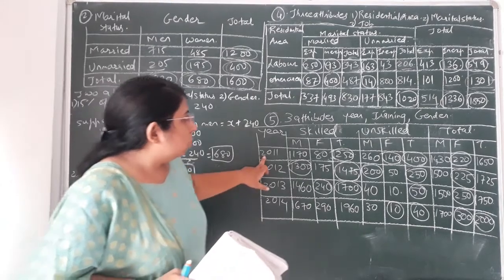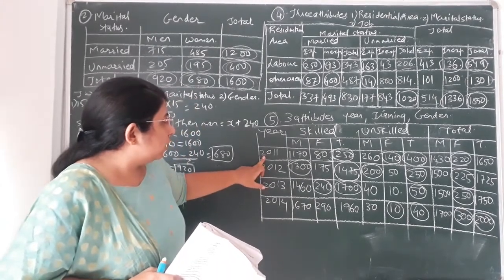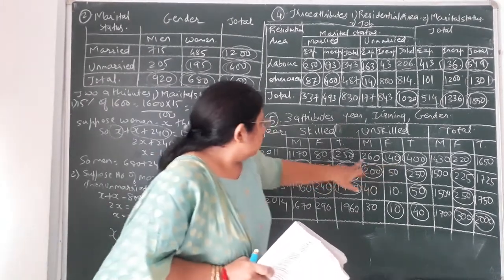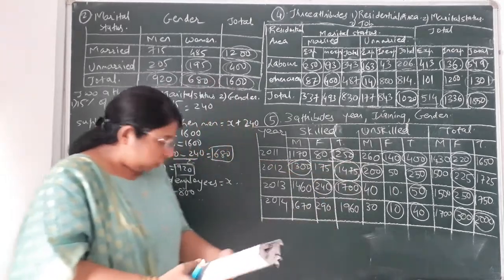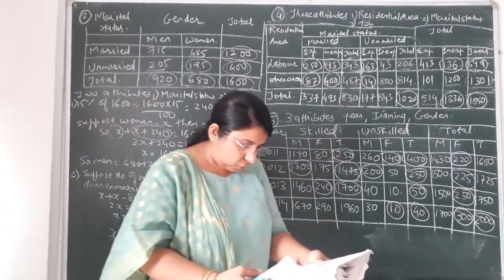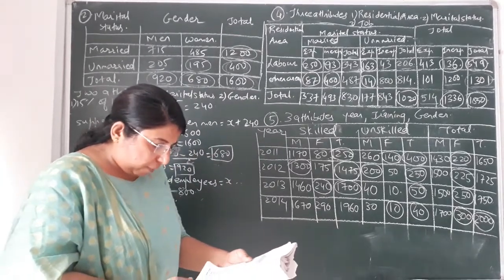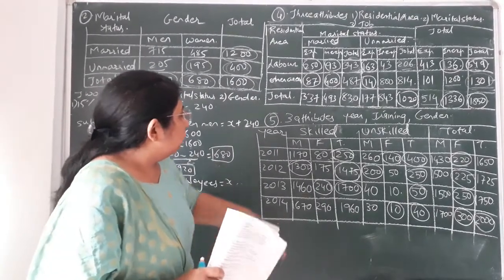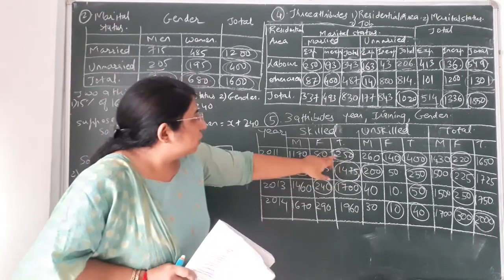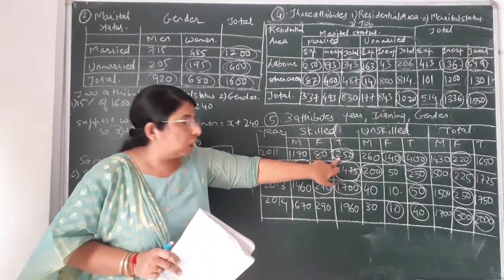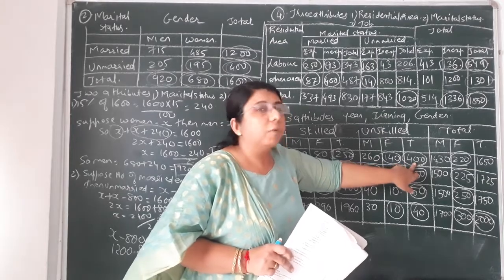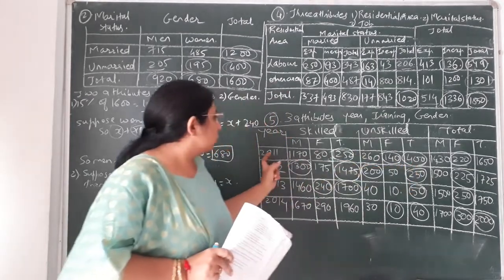Okay, so in 2011, there were 1250 skilled and 400 unskilled workers in a private company in the year. Okay, so 1250, that you can see, that is the total number of skilled workers, and 400, that is the total number of unskilled workers in the year 2011.